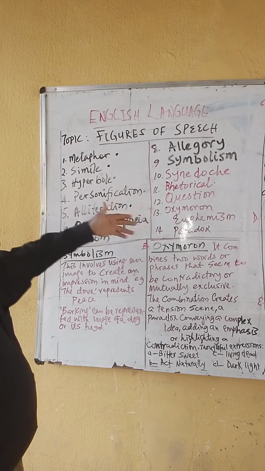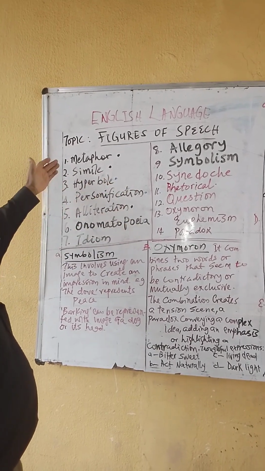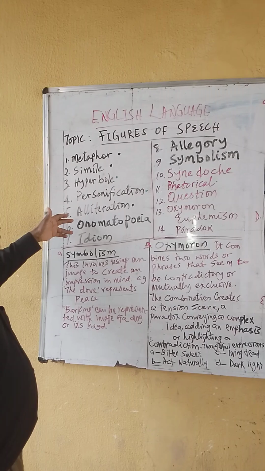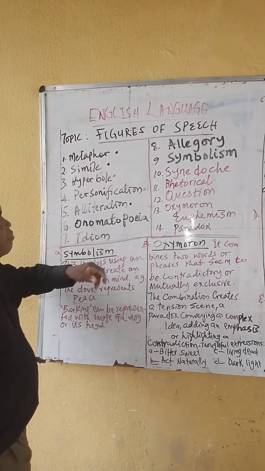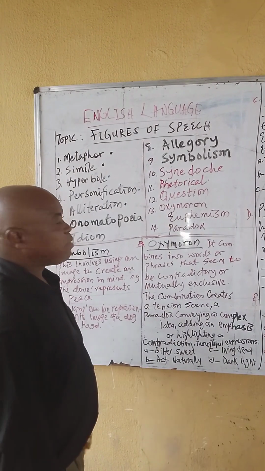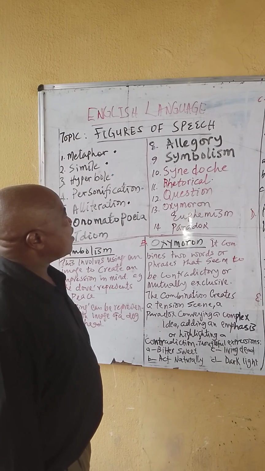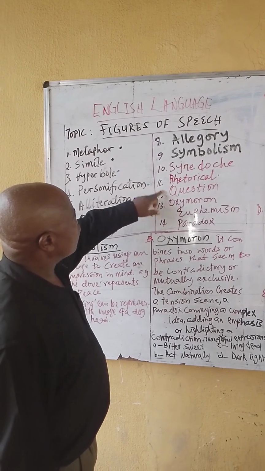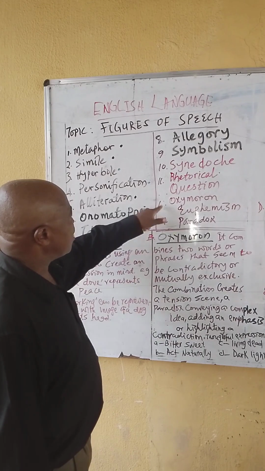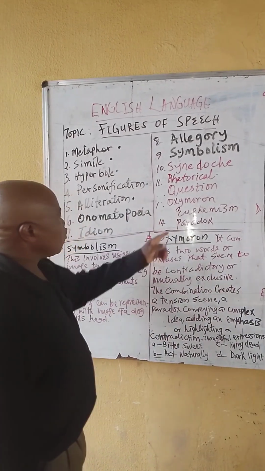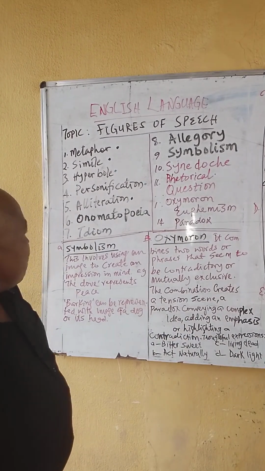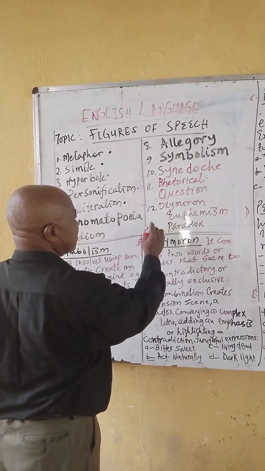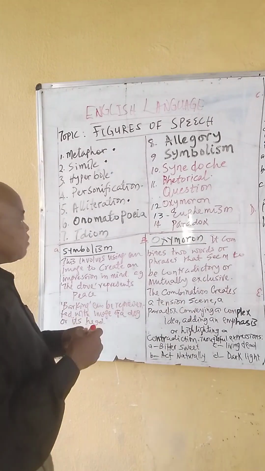But the ones that you can see here, numbered 1 to 14, are metaphor, simile, hyperbole, personification, alliteration, onomatopoeia, idiom, allegory, symbolism, synecdoche, rhetorical question, oxymoron, euphemism, and paradox. Rhetorical question is number 11, oxymoron is number 12, euphemism is number 13, while paradox is number 14.